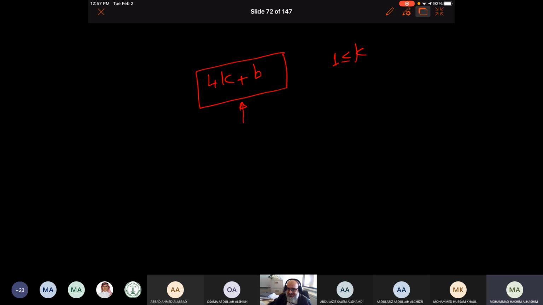Then it's 2, because we have 4k plus 1 and 4k plus 3. Well, we said 4k plus 1 or 4k plus 3 is for odd numbers. But what about the rest? Take b to be even, the next two even numbers, since 4k plus 1 and 4k plus 3 are for odd numbers.